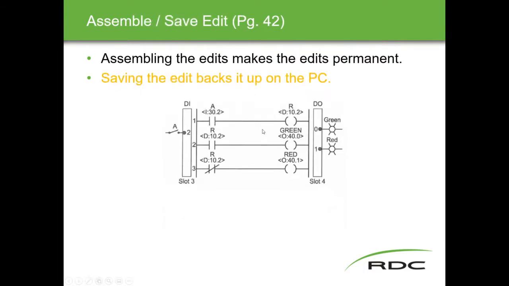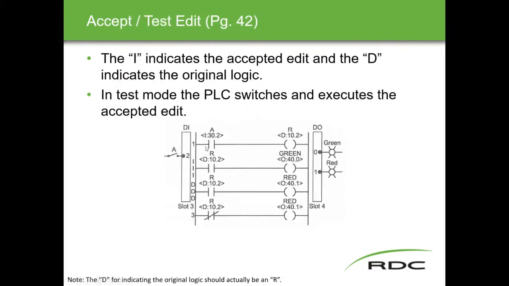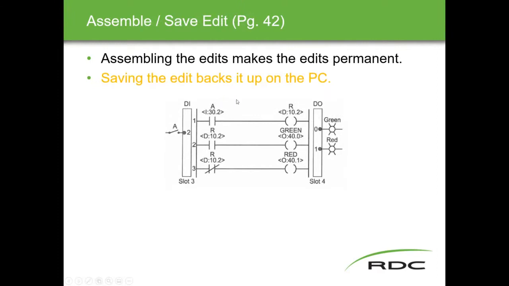Okay, we do the accept and test. In the test mode, the PLC switches it and executes the accepted edit. Everything is happy and good. We then assemble the edit, save it, and it makes it permanent. It backs it up on the PLC and in the PC, and it is now part of our normal program.